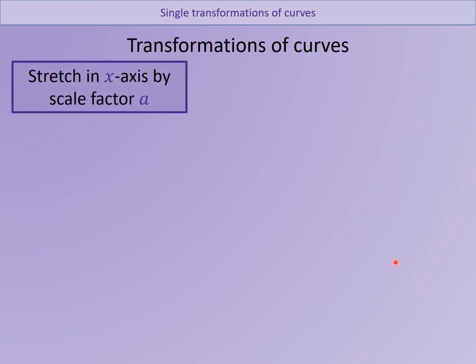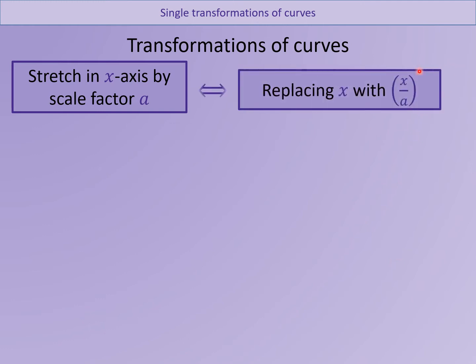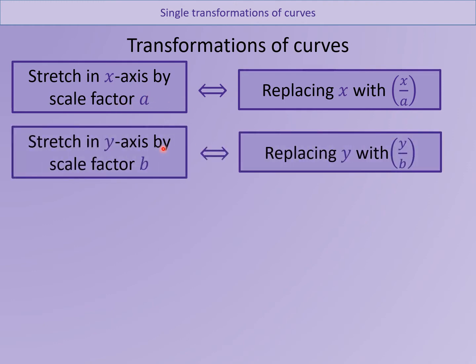Okay. Right, we also looked at last year, what happens if you had a stretch in the x-axis by scale factor a? What would you do there? So again, pause if you want to, have a think about it. Right, so we'd replace x with x over a. Remember, it's the opposite way around. So replacing x by x over a, and that would be a stretch by scale factor a. What about the y? Same idea. y will be replaced with y over b.